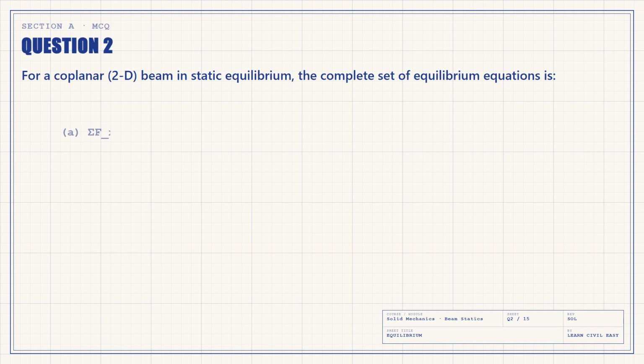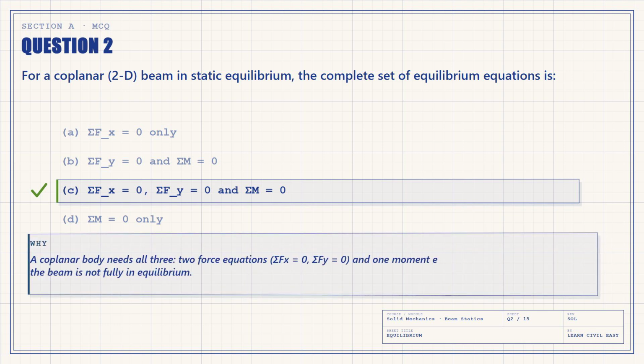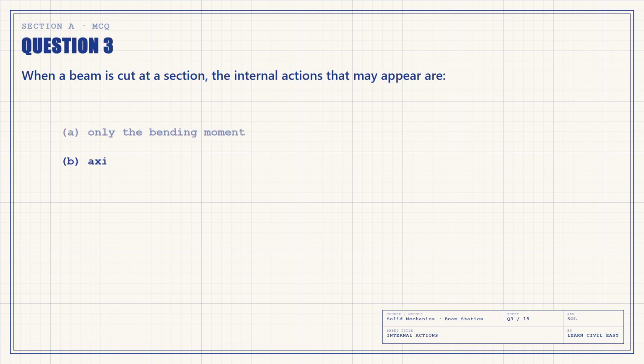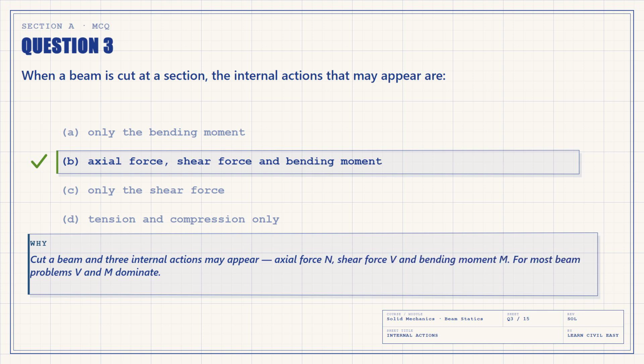Question 2. A coplanar beam needs all three equations: the sum of horizontal forces 0, the sum of vertical forces 0, and the sum of moments 0. The answer is C. Question 3. Cut a beam and three internal actions may appear: axial force, shear force, and bending moment. The answer is B.